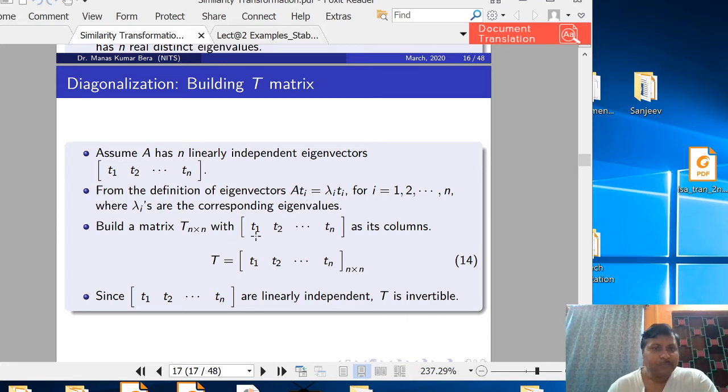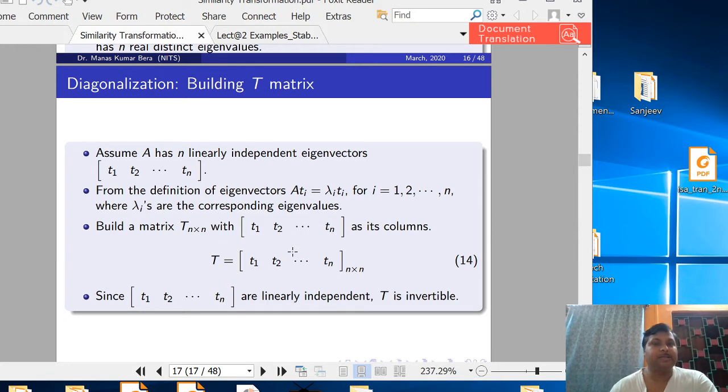Now we will build a matrix by picking this t1, t2, tn. We will stack these column vectors, so T is n by n with t1, t2, tn as its columns. So T is equal to [t1, t2, ..., tn], and capital T is a matrix whose dimension is n by n. All these column vectors by which capital T has been built are linearly independent. So that's why T is invertible.